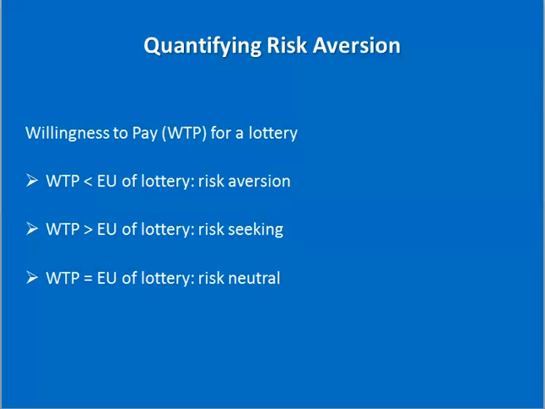If the willingness to pay was greater than the expected utility of the lottery, one is said to be risk seeking. That is, if they paid more than $50 to play in a lottery in which there was 50% chance of getting $100, they were said to be risk seeking. If the willingness to pay was exactly equal to the expected utility of the lottery, the person is said to be risk neutral.